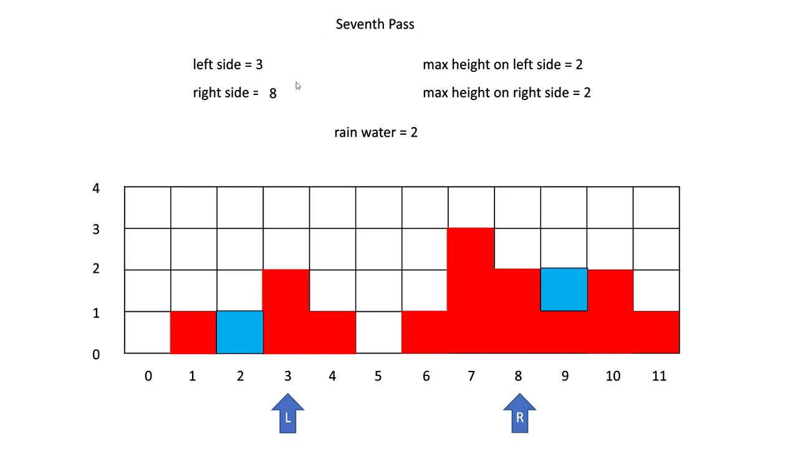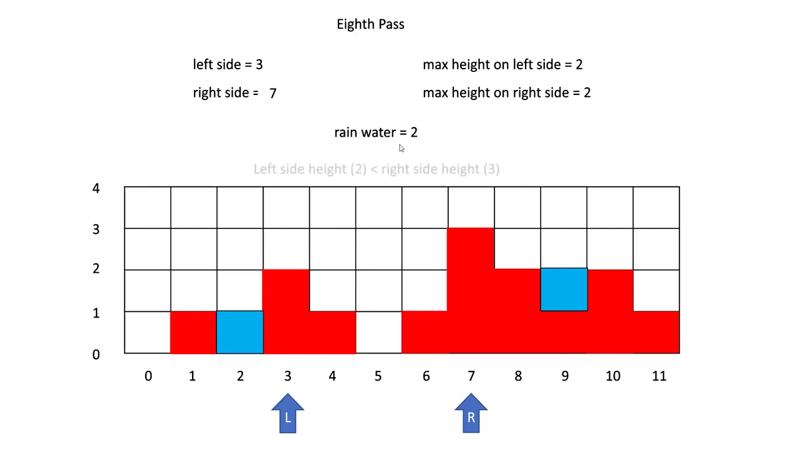So now we're on to the 7th pass, where the left side height equals the right side height. And when they're equal, we decrement the right side. So that's what we're going to do. So that becomes 7. And I think that's it for the 7th pass.